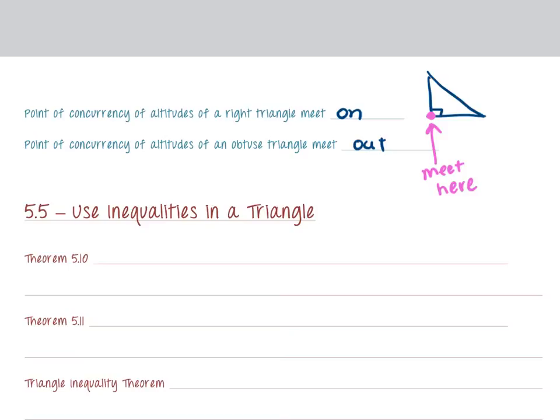All right, then 5-5 was inequalities in one triangle. The good thing is there's no theorem with altitudes. That's the only one where there's no theorem, so it's a little bit less information.